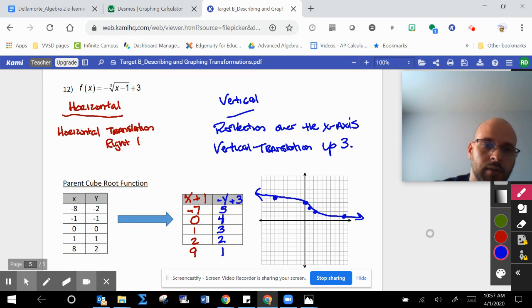My strategy for this is to identify all of the transformations that take place in the problem, and then apply those transformations to either the x or y coordinates. Once you do that, you can just plot the points and you can get your graph.